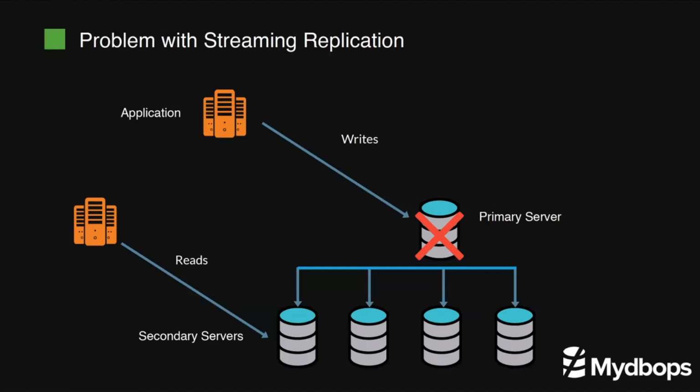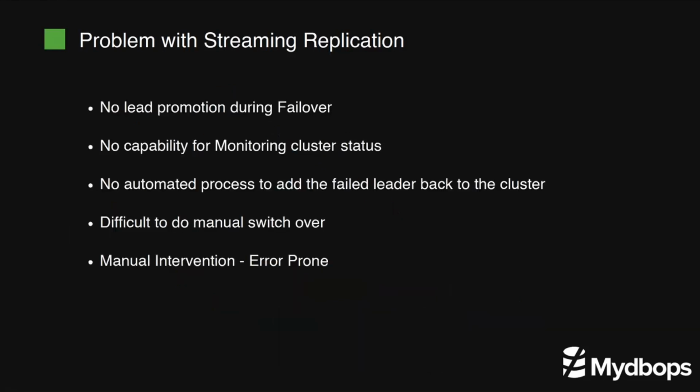Why? We need to manually intervene here, and we need to check which replica is most synced with the primary, and we need to manually promote that. It will take a lot of time, and also there are chances of getting errors. So these are the existing problems of having only streaming replication in your topology.